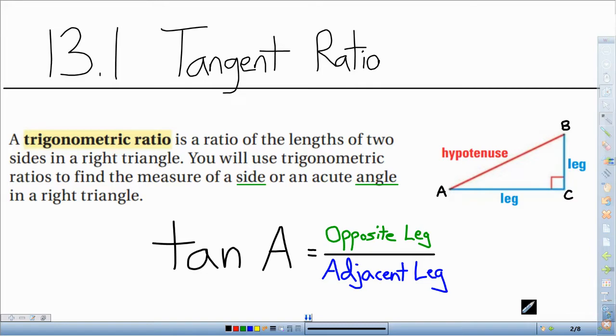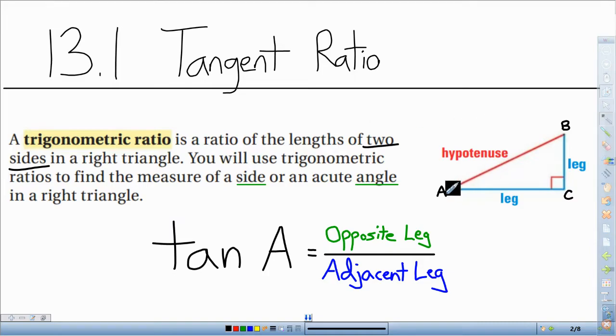So first things first, it's going to explain what a trigonometric ratio or a trig ratio is. So here's what it says. A trig ratio is a ratio of the lengths of two sides of a right triangle. So these ratios, they're just of two sides of a triangle. You will use trigonometric ratios to find the measure of a side or an acute angle in a right triangle. So we can do missing sides or missing angles. Today, we're just going to be focusing on finding missing sides, and then eventually we're going to get into angles after we look through all three of these trig ratios.